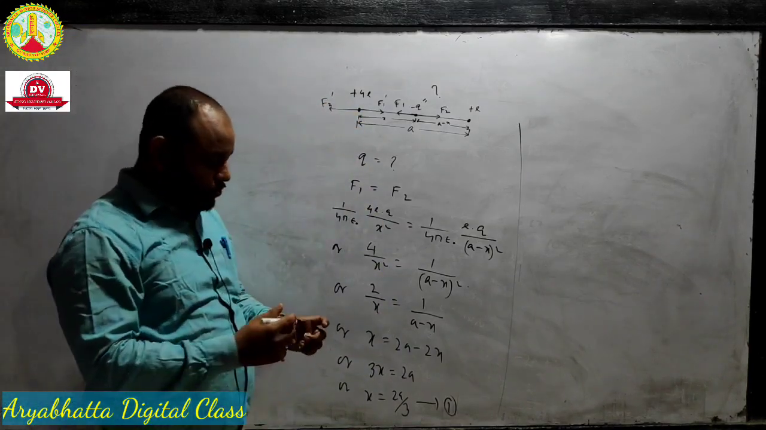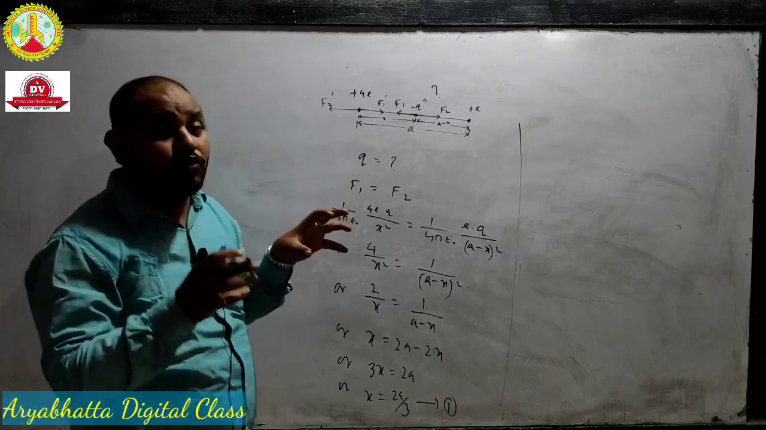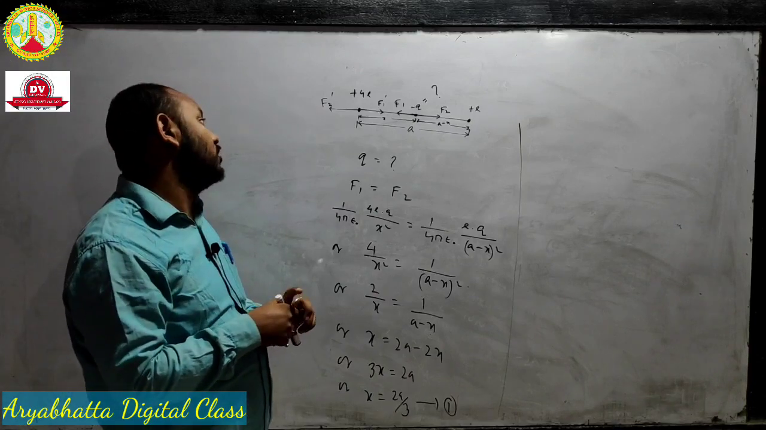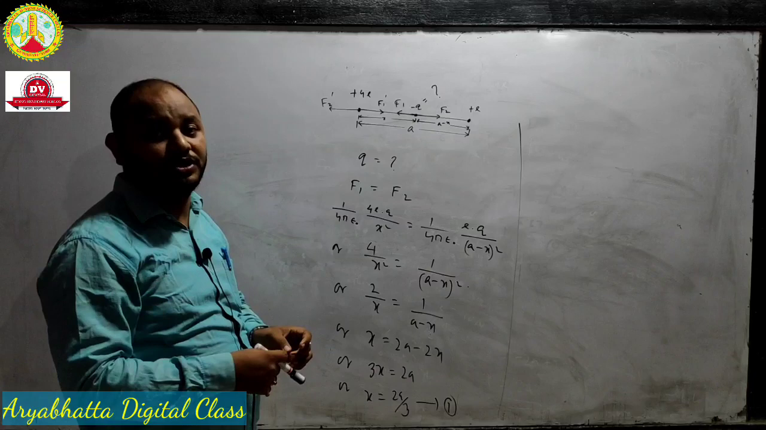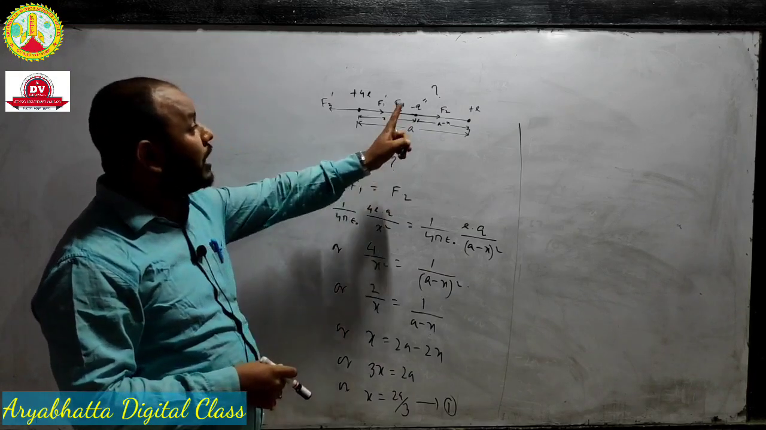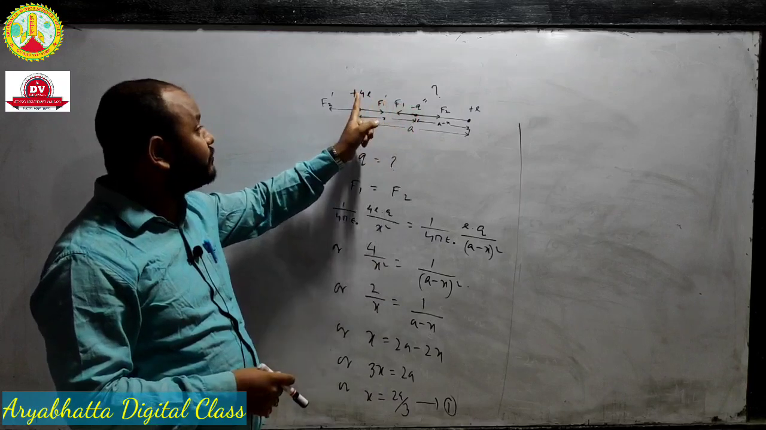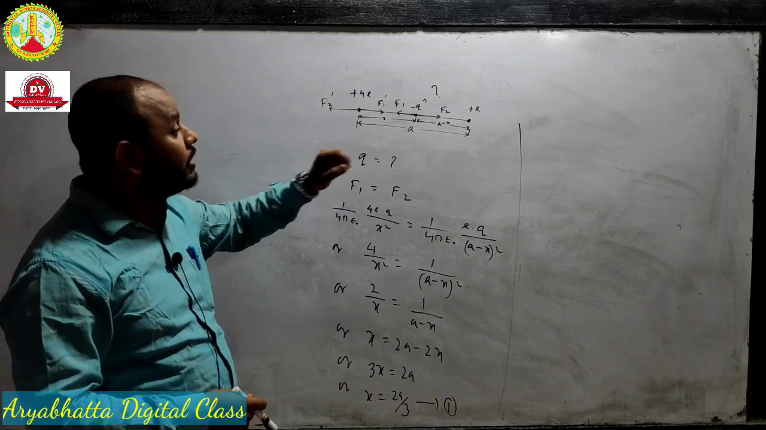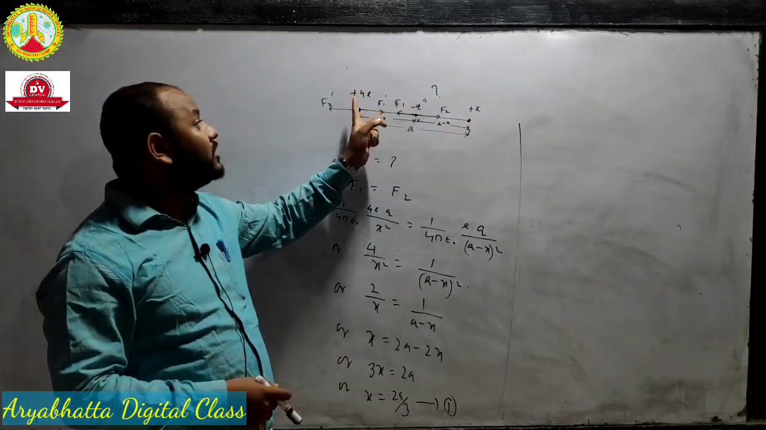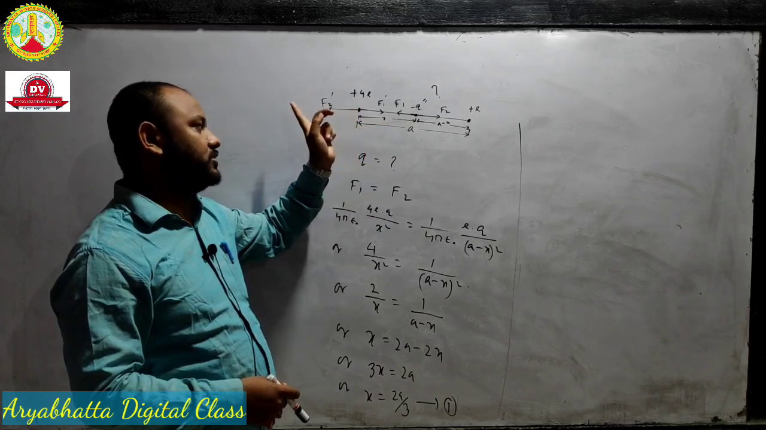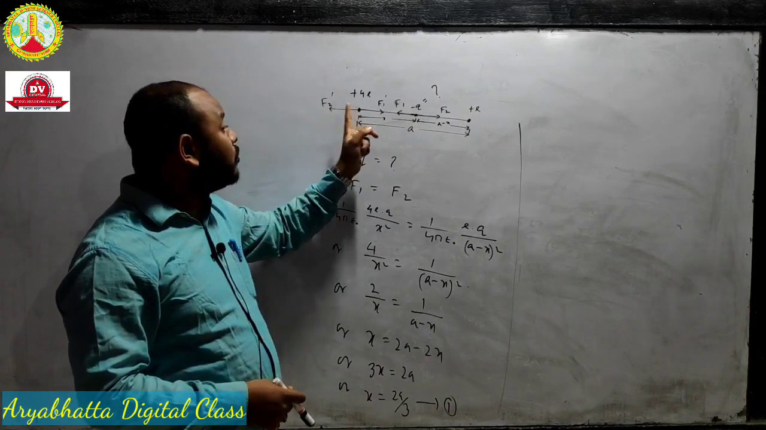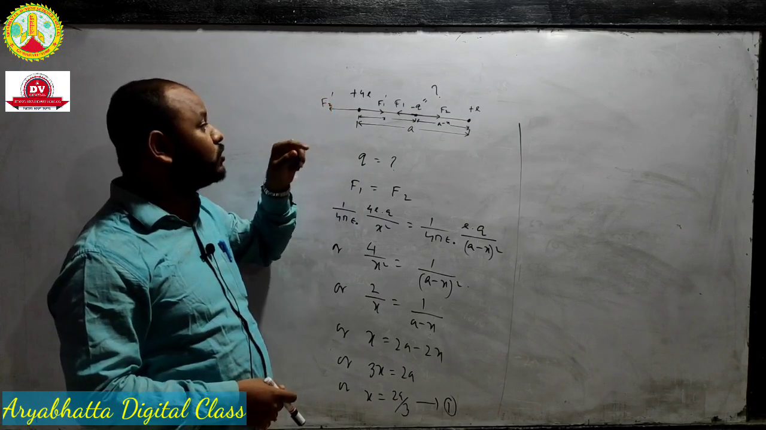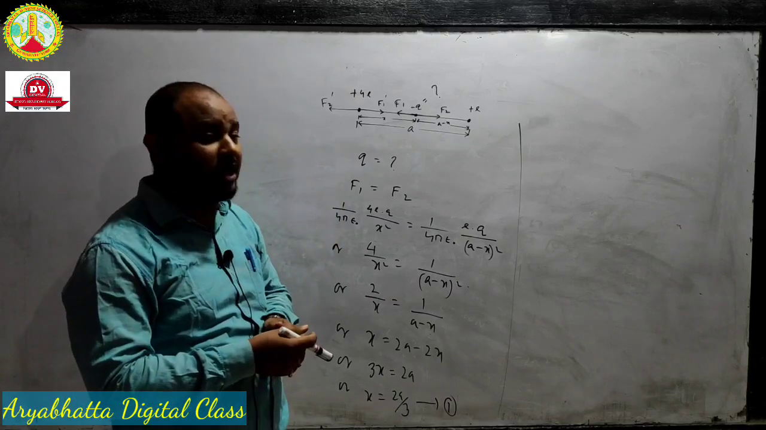This time we need to see the forces acting upon plus 4e. What are the forces acting on plus 4e? On plus 4e there are two forces. This minus q will attract plus 4e in this direction with a force F1 dash, and at the same time this plus e will repel this plus 4e with a force F2 dash. Since plus 4e is in equilibrium, because the plus 4e charge is at rest, the net force on that charge must be equal to 0.